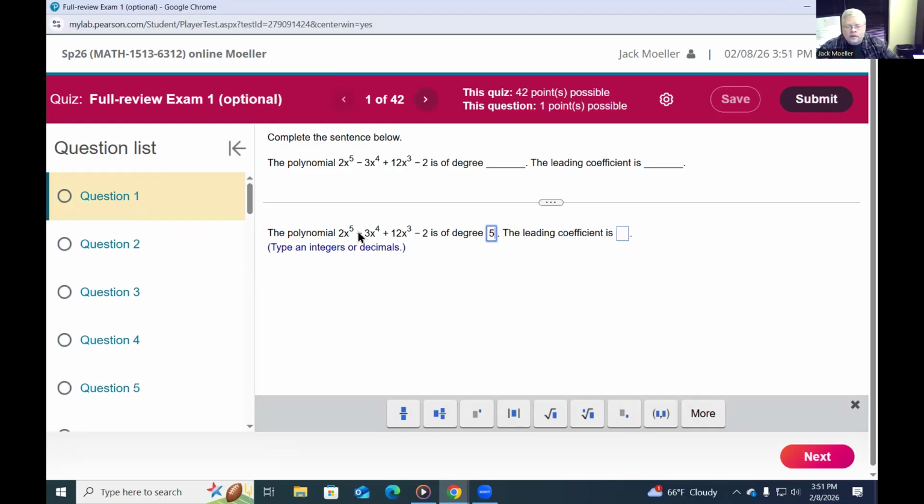If this is not in descending order, watch out for that. And then the leading coefficient is the coefficient on the term that gives us the degree. So if it's in descending order, the degree and the leading coefficient both come from the first term. Let's say, for example, this was minus 3x to the 10th instead of to the 4th, then 10 would be the degree, and negative 3 would be the leading coefficient. So if it's not in descending order, you may want to put it in descending order. So that's all that is.